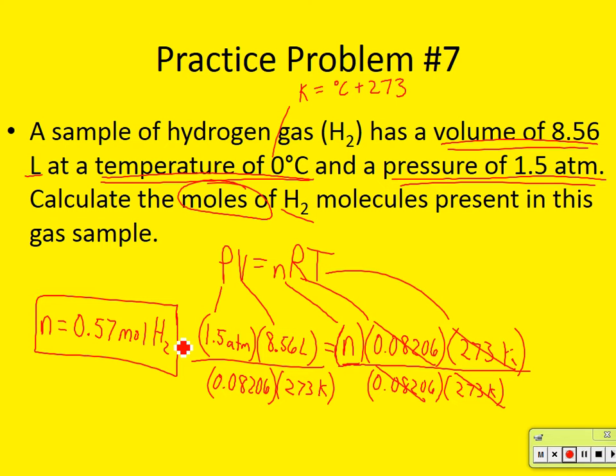Okay, let's see if we did it right. The answer was 0.57 moles of H2. Yes. So that's the ideal gas law. Some of the things that you could get in trouble with is make sure that you've got the units atm, liters, and kelvins. If you're not in those units, you'll have to convert to get to those units. But we know how to do that.